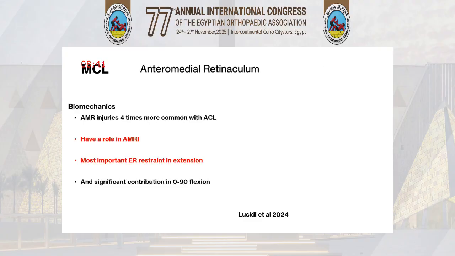Injury to the anteromedial retinaculum is 4 times more common with ACL and MCL injuries because the direction is anterior. It's the most important restraint to external rotation in extension and also from 0 to 90 degrees of flexion. From recent evidence, this appears to be more important in these injuries.